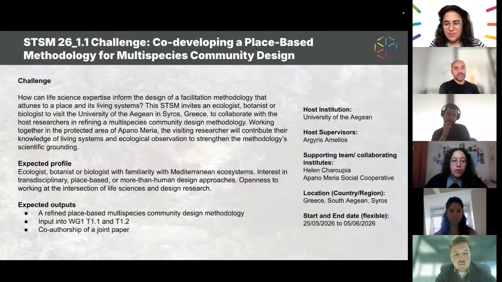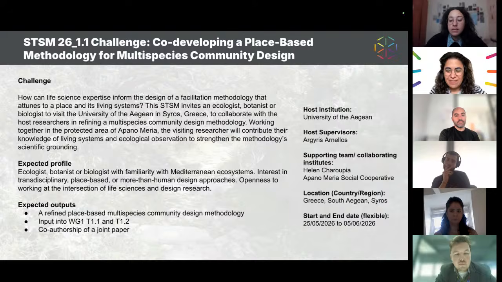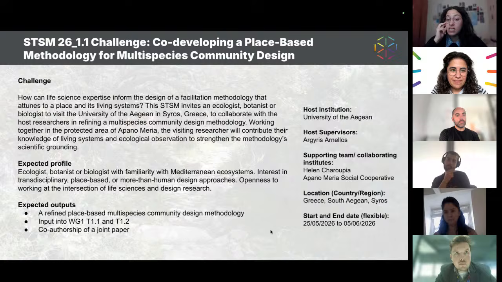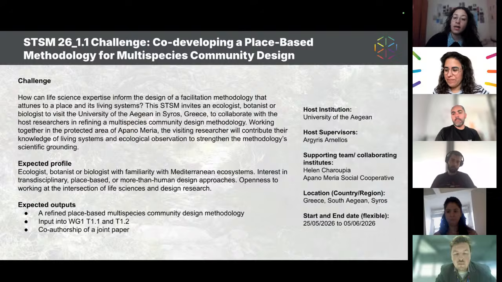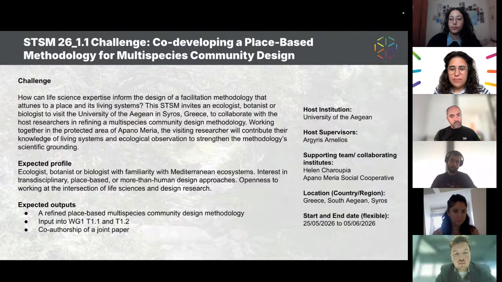Just to give a few words about this scientific mission, basically it rests upon the research coordination objective of the action, which is to establish a common terminology among multidisciplinary collaborators. It will happen in Syros, a Natura area in Apano Meria, and the idea is to bring together people from the 2 different disciplines that the network has, so they can collaborate and together find the terminology to create this kind of place-based methodology for multi-species community design and hopefully co-author a joint paper. Okay. Thank you, Eleni.